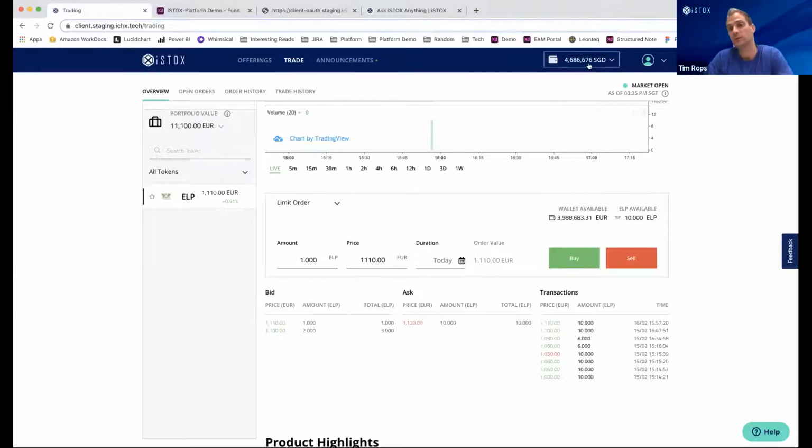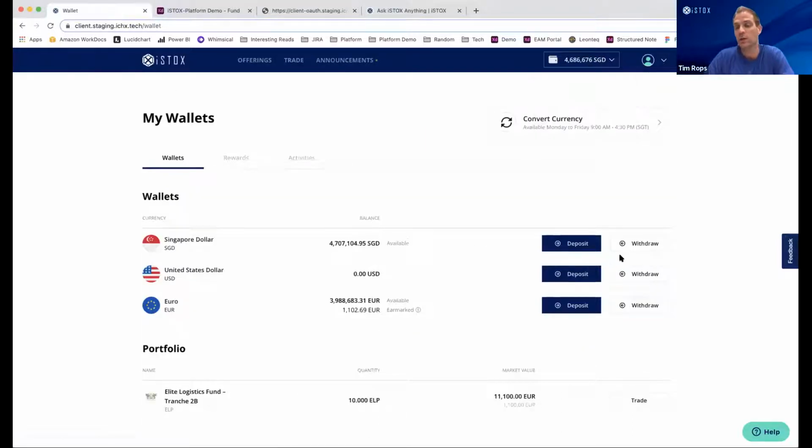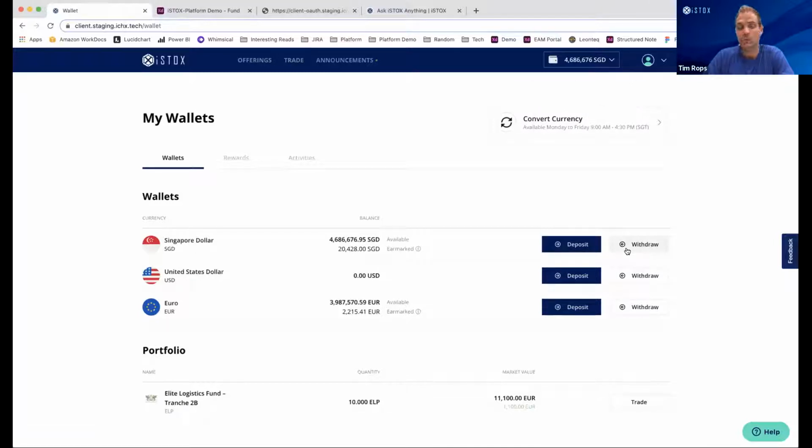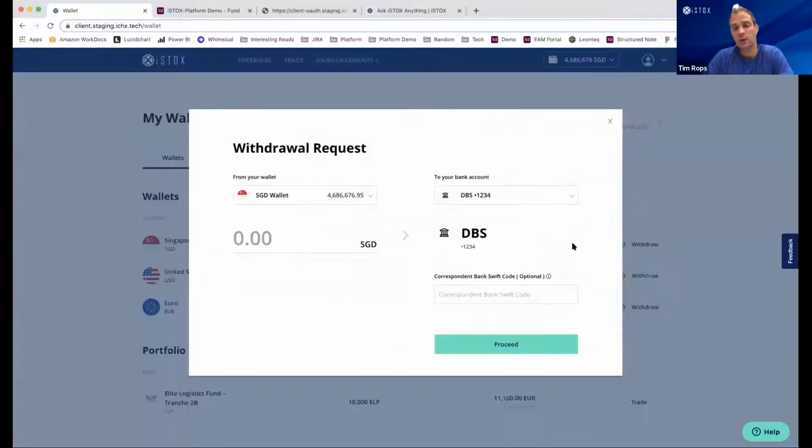And then it's back to the wallet to withdraw your funds. And withdrawing is very simple as well. It's simply put in the amount you want to withdraw and it's back in your bank account.